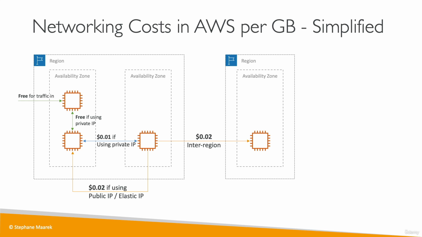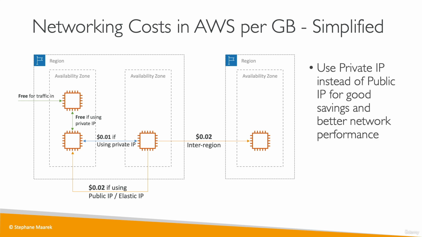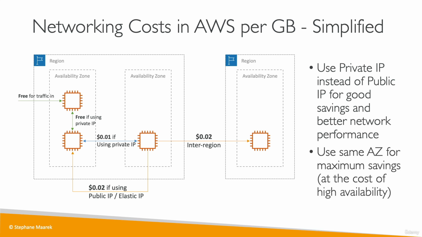Okay. So summary is that you should use a private IP instead of a public IP for good savings and better network performance. And then if possible, if you want to have the maximum amount of cost saving, use one availability zone, but you sacrifice obviously the high availability. So there's a trade-off here between cost and high availability.